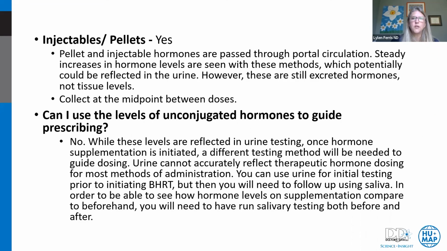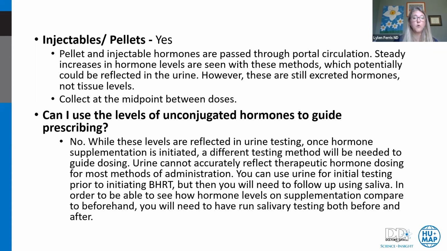If your patients are using injectable hormones or pellets, you can kind of monitor hormone response to this. That's because these types of routes of administration pass through portal circulation, which is a little bit closer to endogenous secretion. We do see a steady increase in hormone levels with these methods, which potentially could be reflected in the urine. But remember, these are still excreted hormones, not tissue levels. If your patients are injecting or using pellets, please advise them to collect at the midpoint between doses.